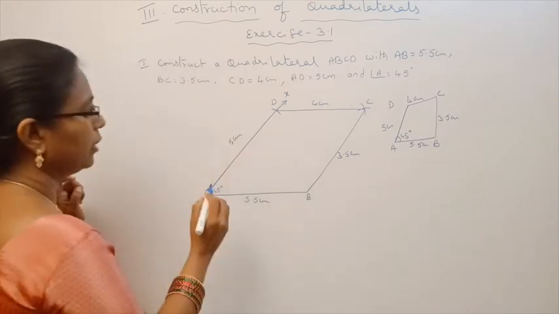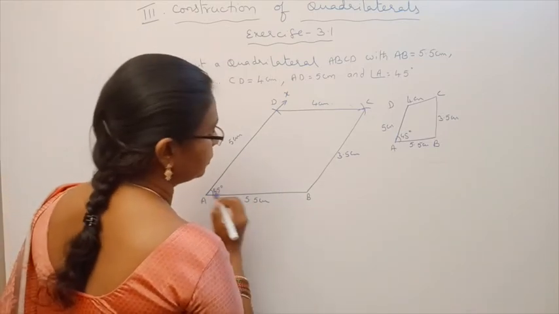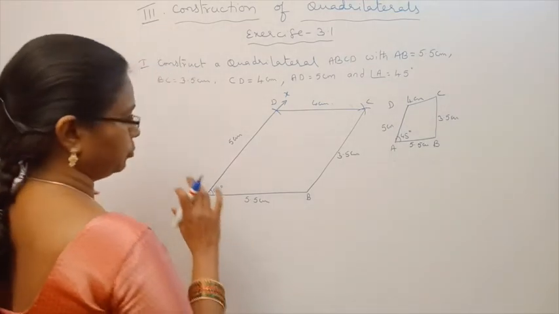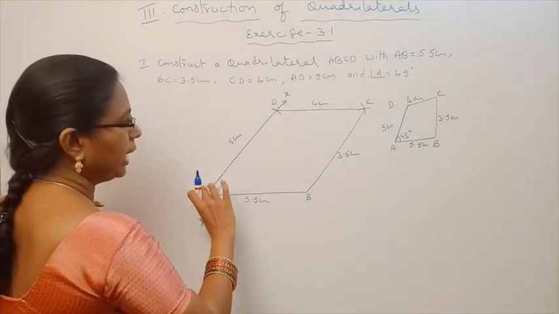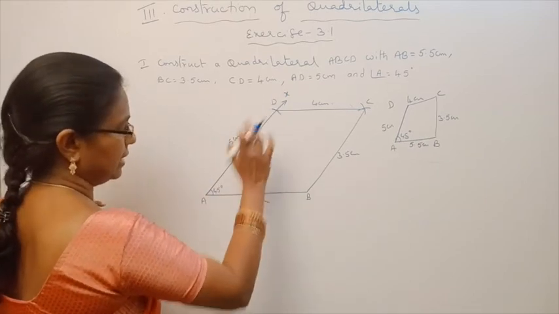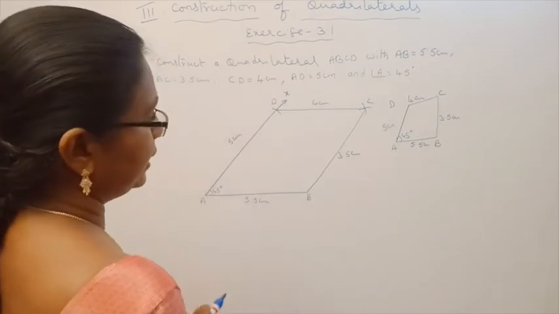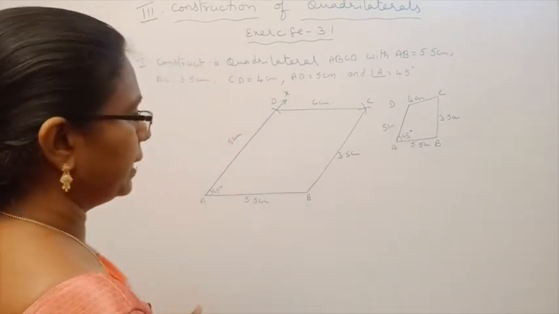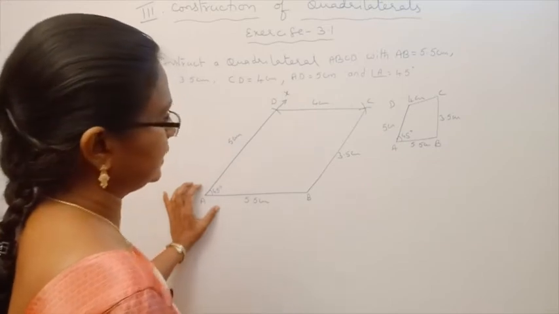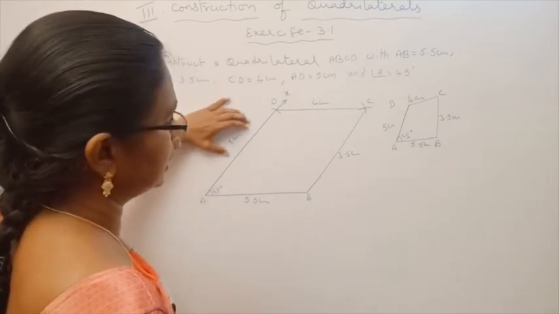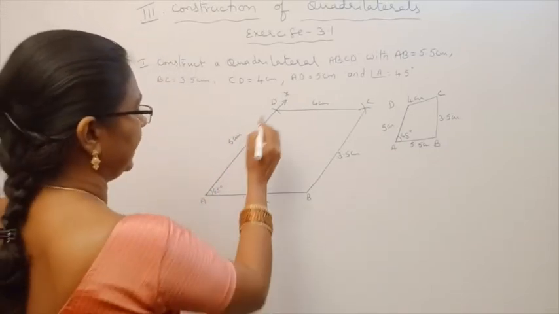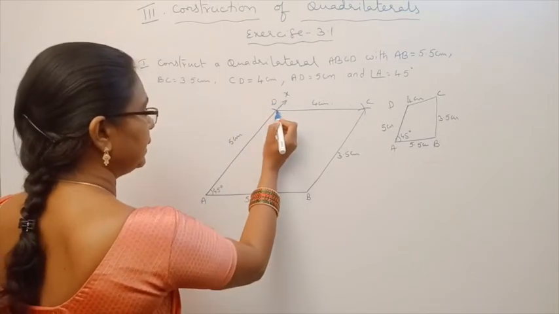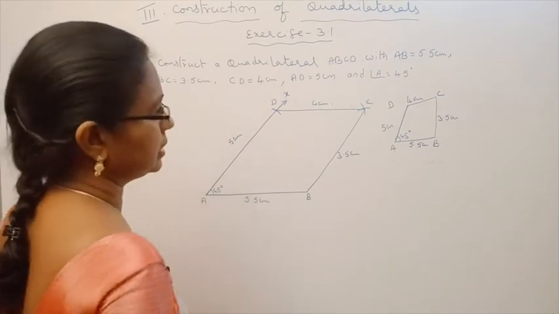First we have to draw line segment AB, 5.5 centimeter, with the ruler, meaning scale. Then with the help of a protractor at A we draw a 45 degree ray, AX. Next, AD how much? 5 centimeter. Then take the compass and take A as center with radius 5 centimeter. You have to cut one arc on the AX ray. It will intersect at D. Then that becomes AD 5 centimeter.